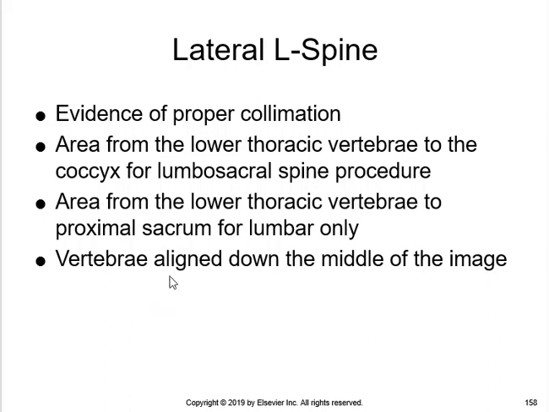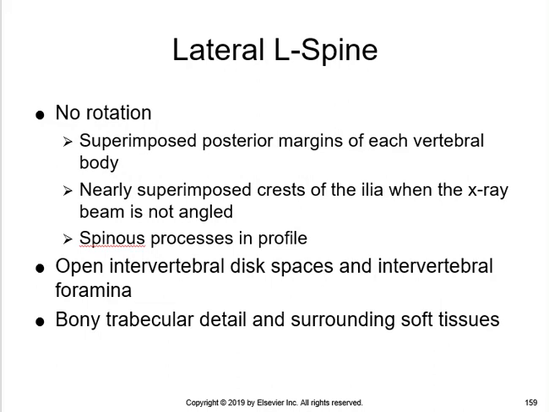The vertebrae should be aligned down the middle of the image. Shouldn't have any kind of rotation. Rotation can be determined by looking at the pelvis and its orientation to itself. So you should have almost perfectly superimposed iliac crests. If you see the heads of the femurs, they should be superimposed as well. There may be a little bit of vertical separation between them, but that's because of the divergence of the central ray. There shouldn't be any anterior to posterior separation between the heads of your femurs.